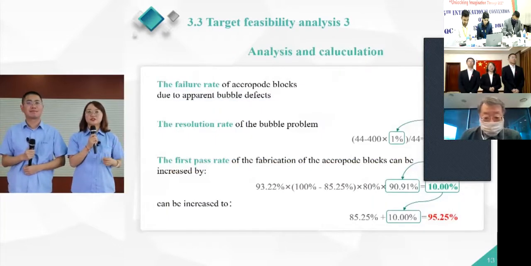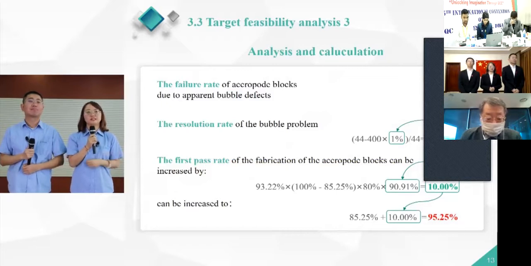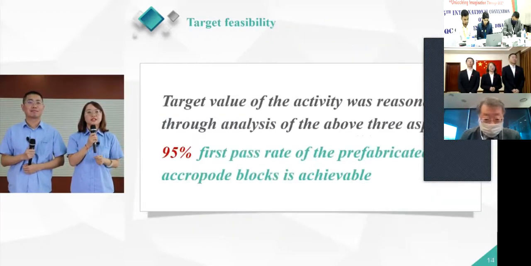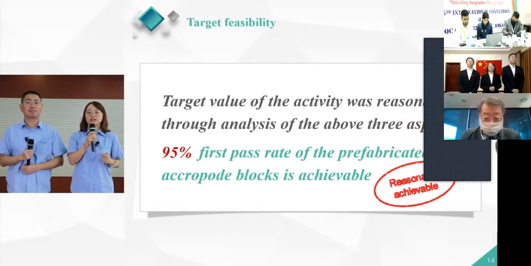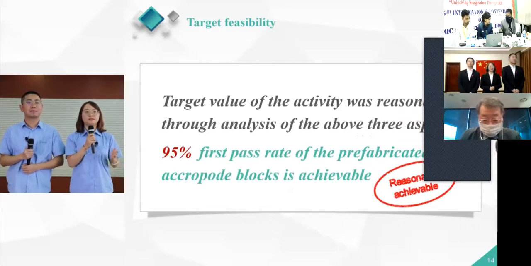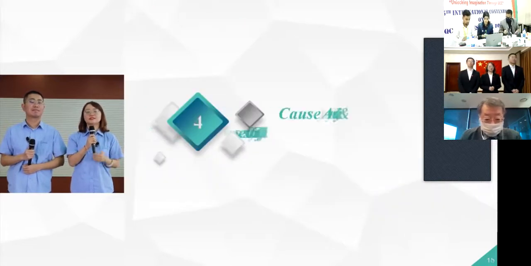Feasibility Analysis 3. Based on the pass rate of the peers, we performed the analysis and the calculation. It's estimated that the first pass rate of coupled blocks could be improved up to 95.25%. To sum up, it was practical to improve its first pass rate to 95% through careful planning and strict control.